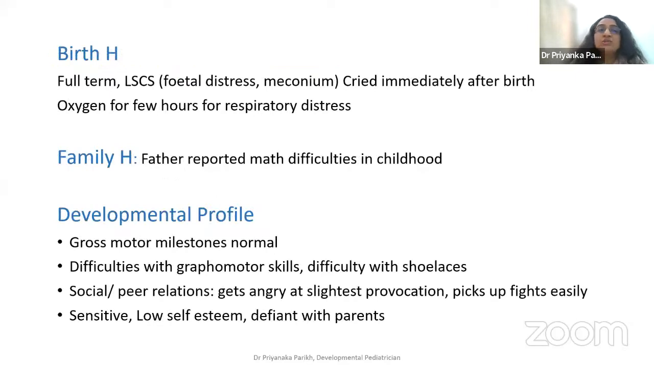So going back into his birth history, this child was born full term, and it was a cesarean for fetal distress and meconium stain liquor. Had cried immediately after birth, had needed oxygen for a few hours for respiratory distress. And going into family history, father also reported to have had difficulties in math in his childhood.